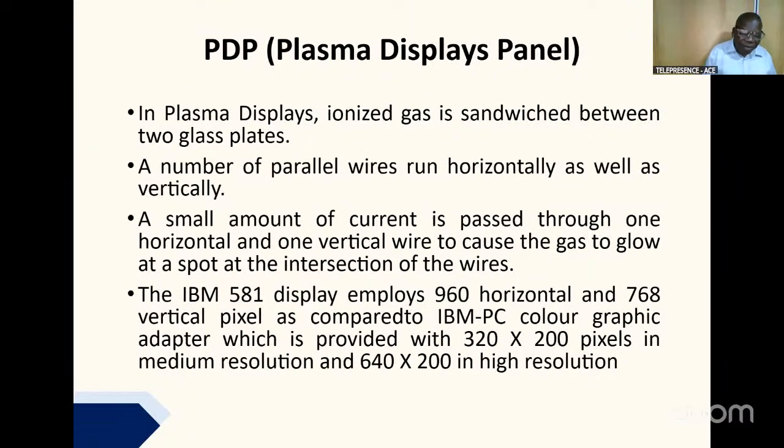The IBM 581 display employs 960 horizontal and 768 vertical pixels, as compared to the IBM PC color graphic adapter, which is provided with 320 by 200 pixels in the medium resolution and 640 by 200 in the high resolution.